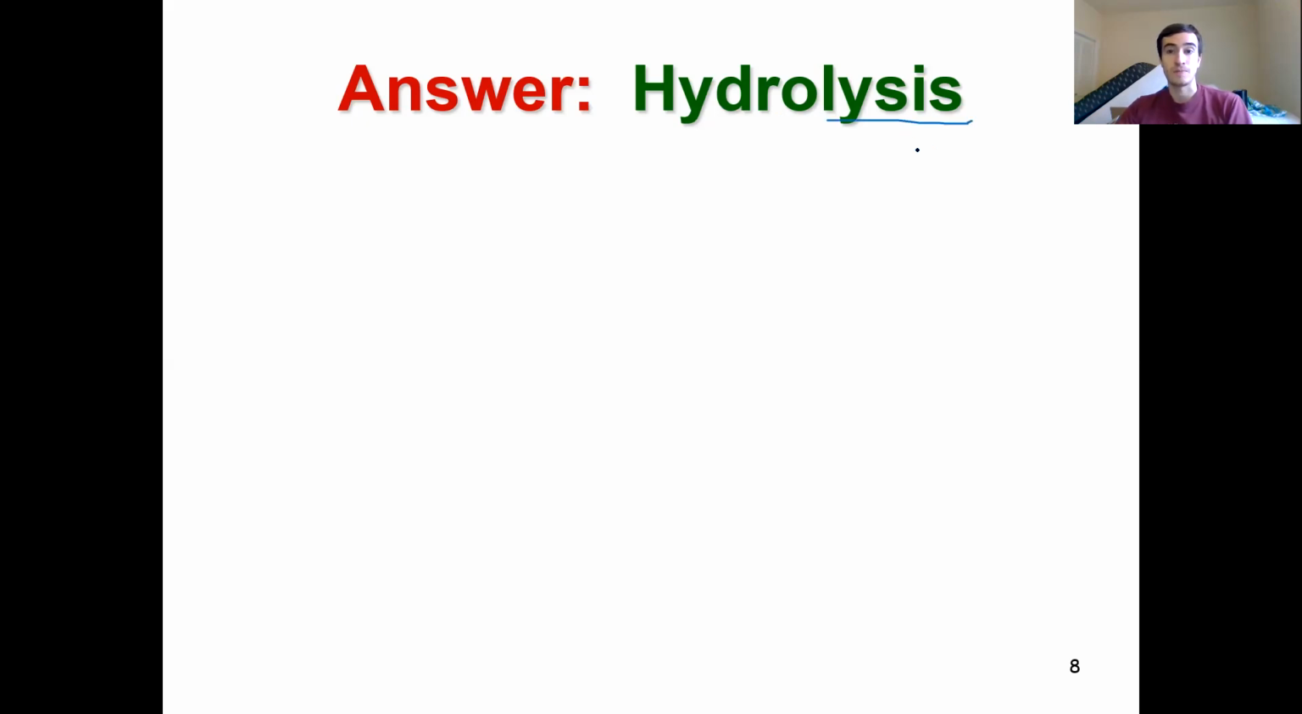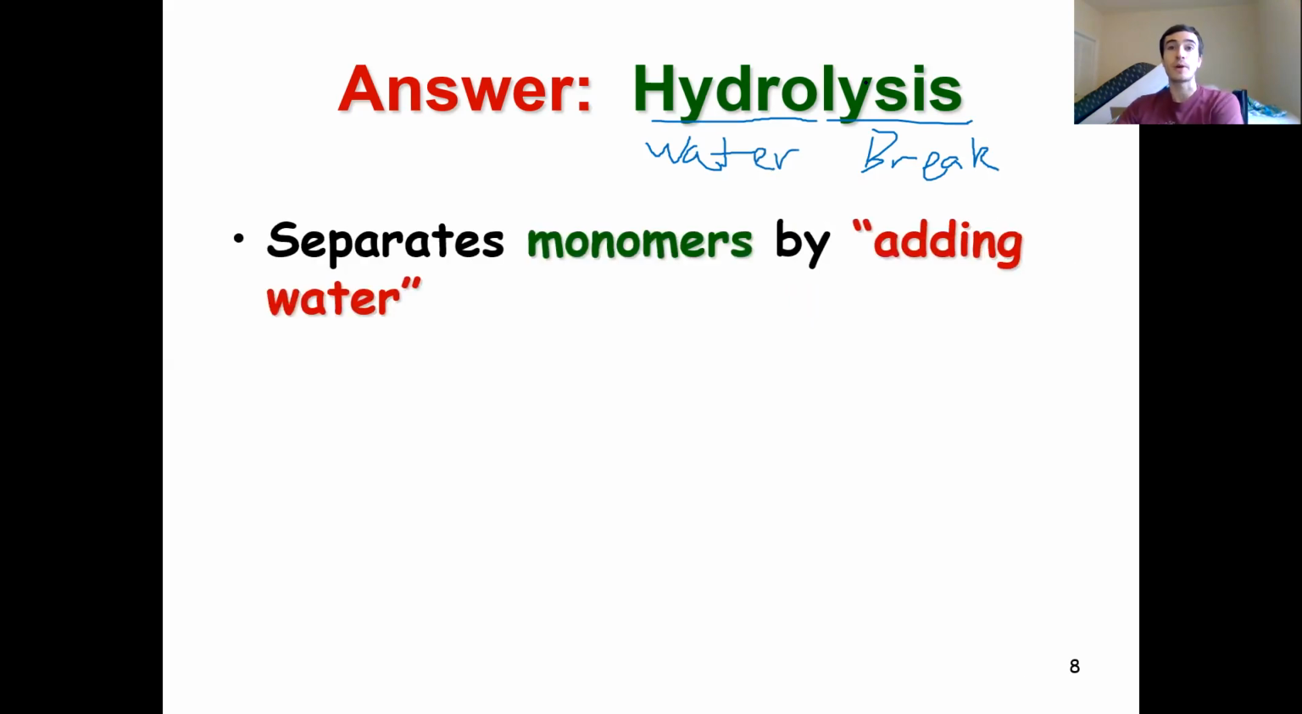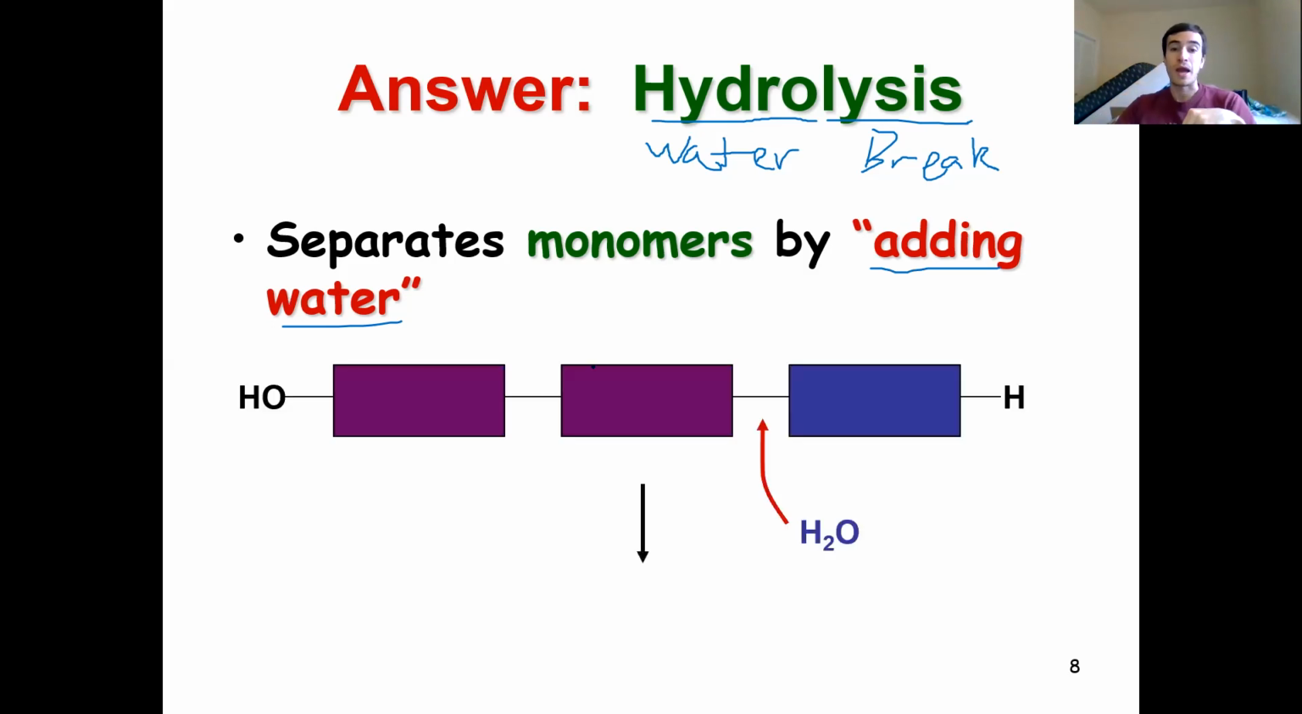Lysis is a fancy scientific term meaning to break or kill something. And hydro relates to water. And so in a hydrolysis reaction, we break the bonds between monomers by adding water. So with dehydration synthesis before, we were taking away the water, causing the monomers to bind together. In hydrolysis, we have monomers that are bound together right here. We're going to add an H2O molecule, a water molecule, in there.